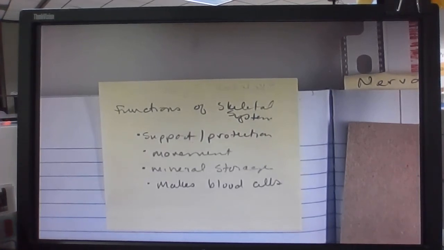So function is the job, the purpose, what we need the skeletal system for. Skeletal system provides support and protection.